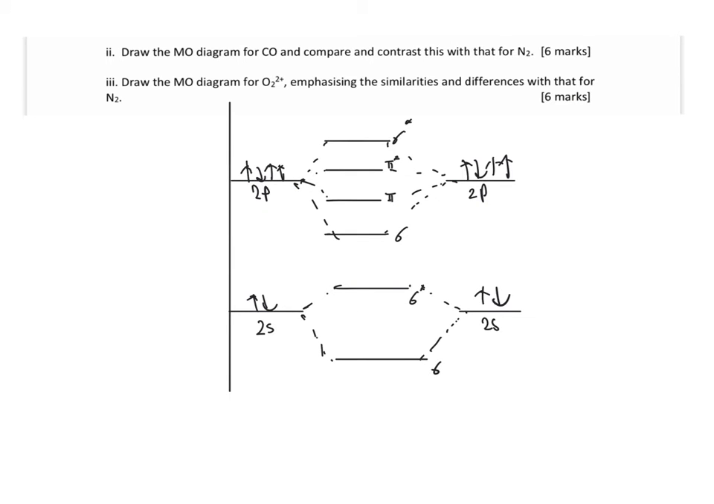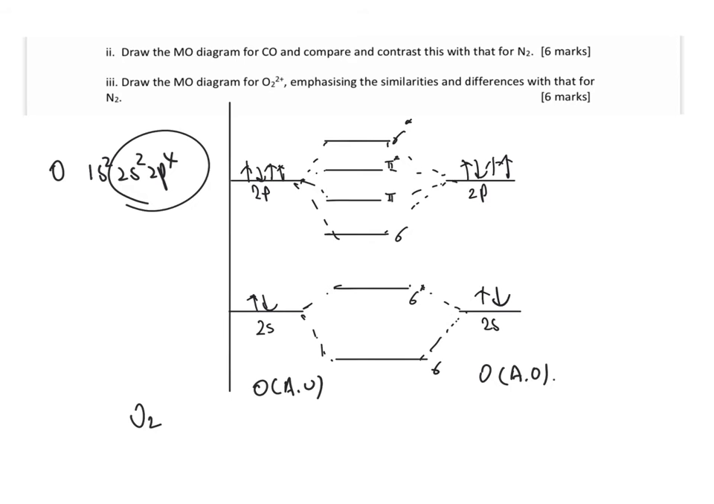Before we start doing part 3 of the question, I will start by drawing an MO diagram for O2. So this will be the atomic orbitals for O, and this will be the atomic orbitals for O. And we know the electron configuration of oxygen is 1s2, 2s2, and 2p4 from previous questions. So we've got 6 electrons to be accommodated in the MO diagram.